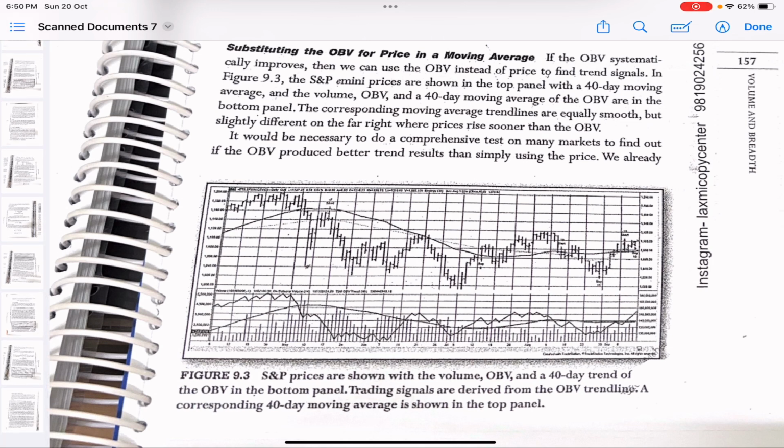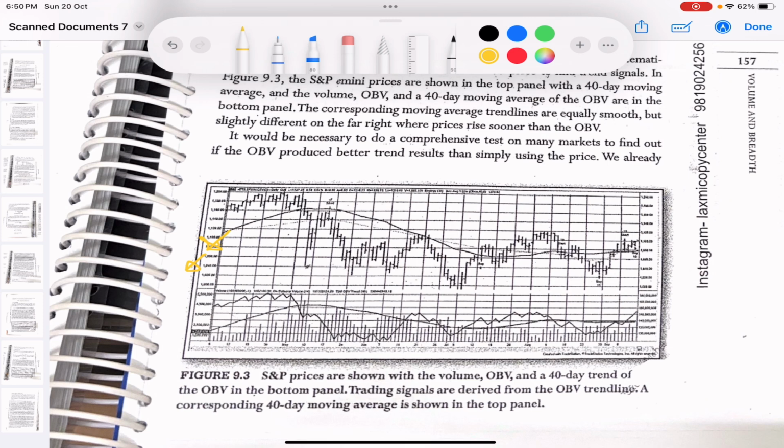Substituting the OBV for price in a moving average. If the OBV systematically improves, then we can use the OBV instead of the price to find trend signals. In figure 9.3, the S&P E-mini prices are shown in the top with a 40-day moving average. The moving average plotted in this diagram is a 40-day moving average, and the volume OBV and a 40-day moving average of the OBV is given in the panel.